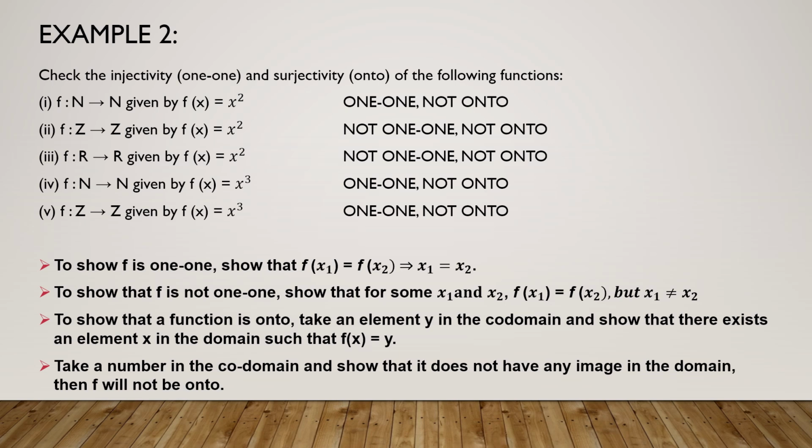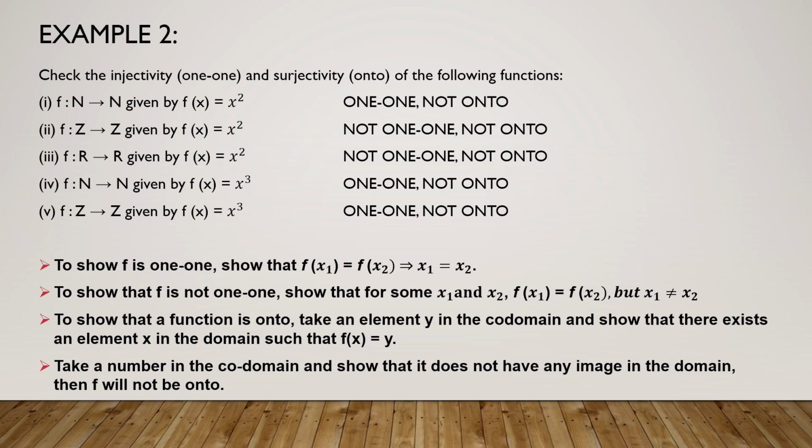And to show it is not onto, take a number in the codomain and show that it does not have any preimage in the domain. First, function f is from the set of natural numbers N to N, given by f of x is equal to x squared. This function is by default 1-1. Why? Because you are having the set of natural numbers. So if I have f of x1 is equal to f of x2, then x1 squared is equal to x2 squared, and that will imply that x1 and x2 should be same. Correct? Because negative numbers are not there, only positive integers.